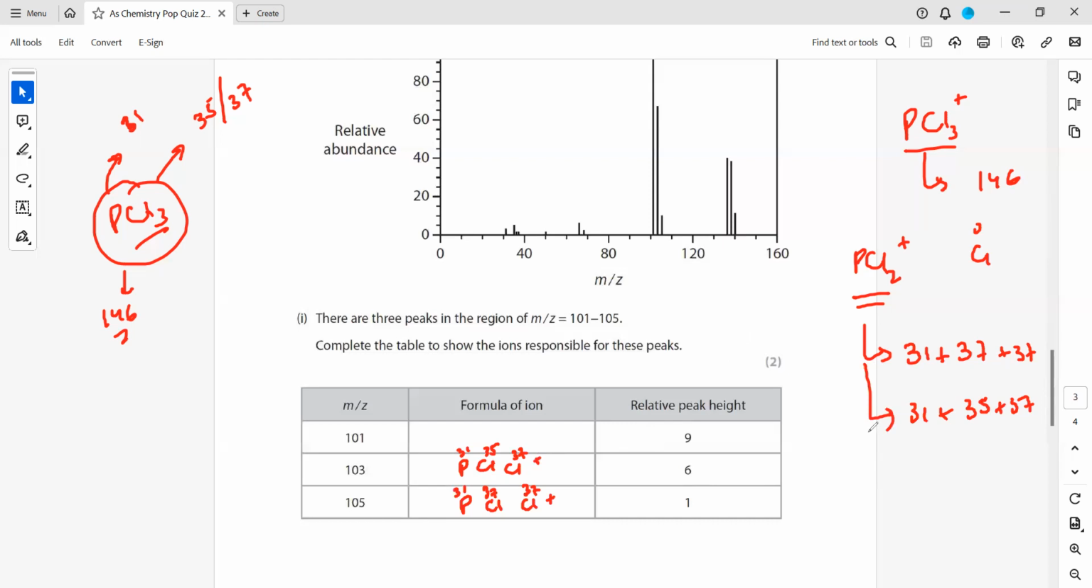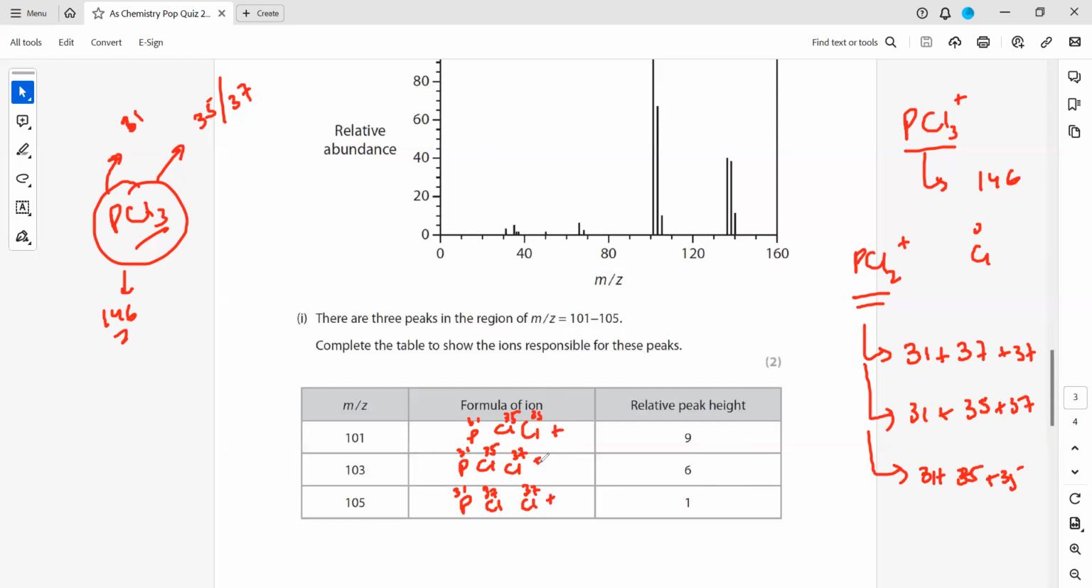And what if both chlorines are 35? So 31 plus 35 plus 35. So it will be 101. So it might be phosphorus 31, chlorine 35, chlorine 35. And don't forget to write the charge, a plus charge.